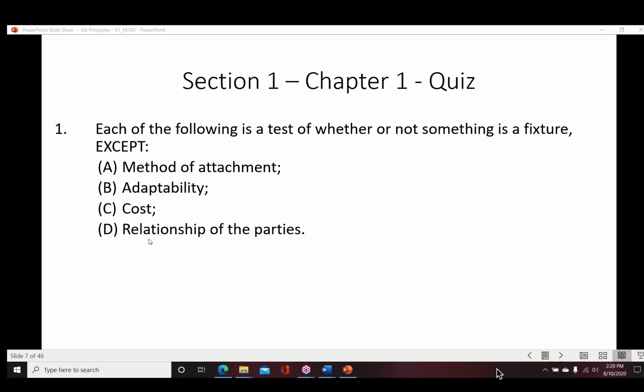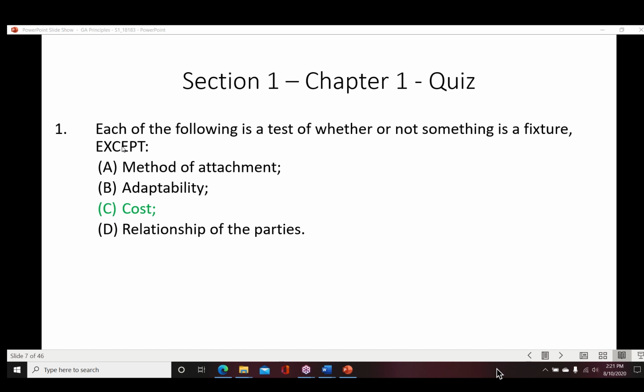Man, that's the best answer of anything you're going to see here. But they didn't have that as one of the answers. They had method of attachment, adaptability, and relationship of the parties, which all three are a test of whether or not something is a fixture. But what you pay for something has nothing to do with whether or not it's a fixture. So the key word in the question was accept, which one is not a test.